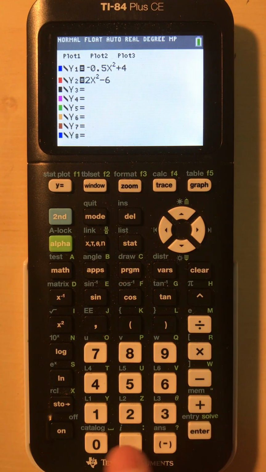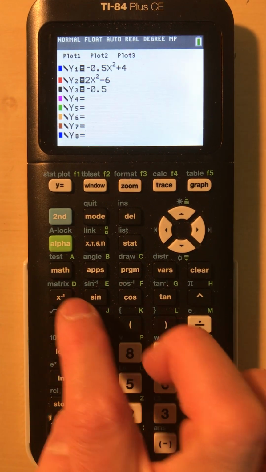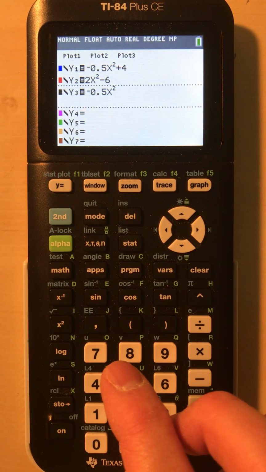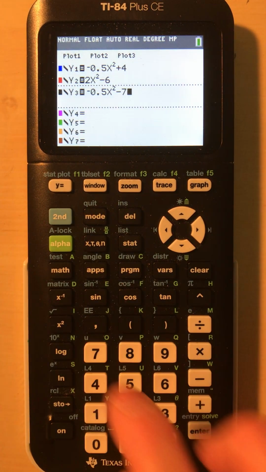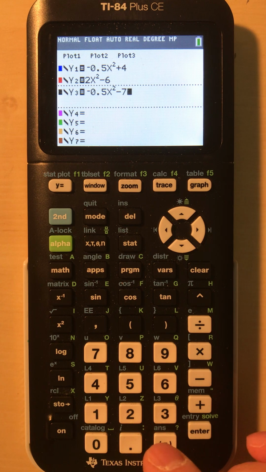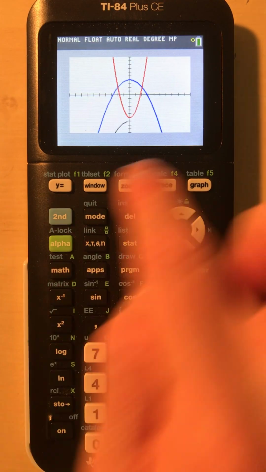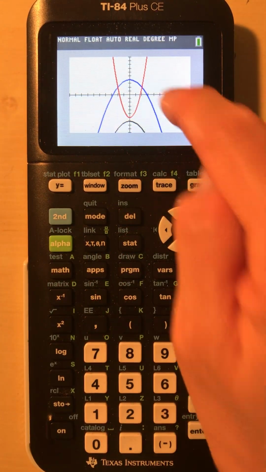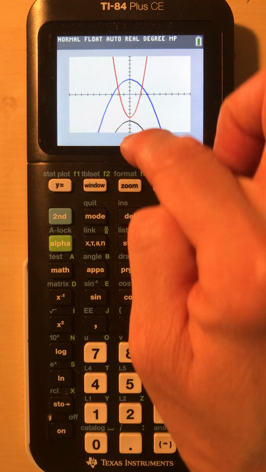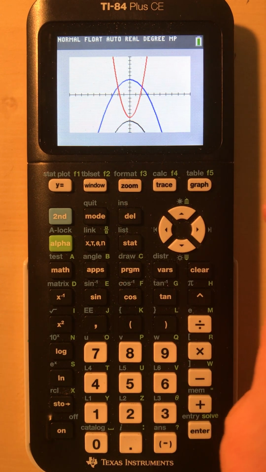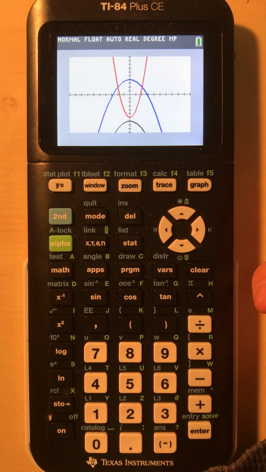It looks like this. So negative 0.5x squared, and we said minus 7. That will shift the vertex down. And then there's the black graph. That's the blue graph transformed, where we shift the vertex down to 0, negative 7, and thus the graphs no longer intersect.